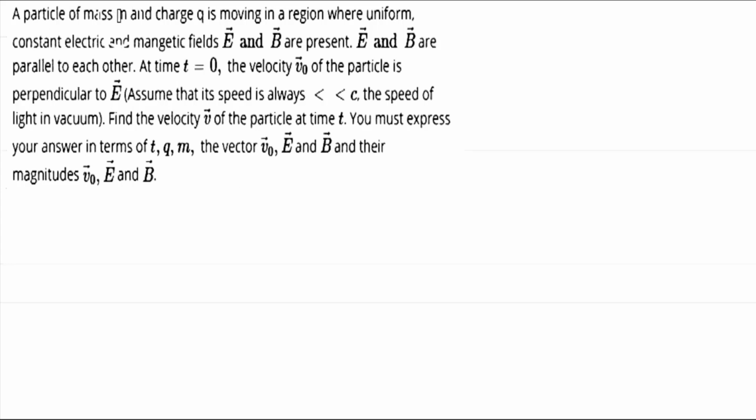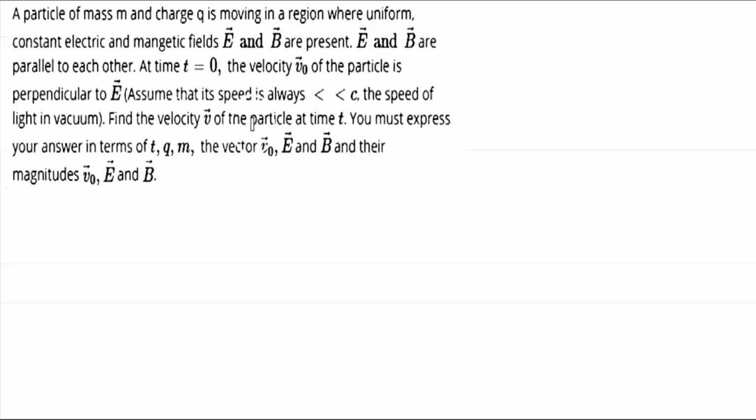A particle of mass m, charge q, is moving in a region where uniform electric and magnetic fields are given as E and B. These are present. Now E and B are parallel to each other. At t equals 0, the velocity V naught of the particle is perpendicular to E, and we need to consider that speed is very much less than c.